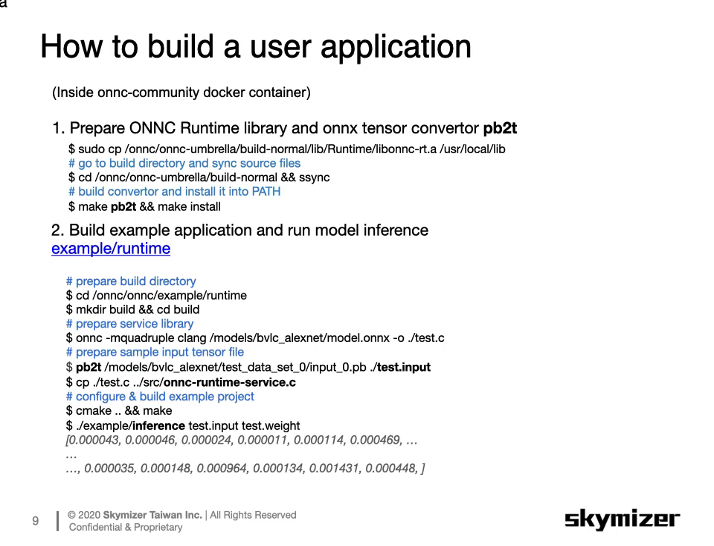Now we'll build and run the sample user application. First, we use C backend to transform the BVLC AlexNet model into a C source file and a weight file. We only need to specify the name of the C source file, and C backend will automatically give the weight file the same name with a .weight extension. Then, we copy the generated C file into the example project folder and rename it as ONNC runtime service.c. Next, build the example project, and it will produce a single executable named inference. Finally, run inference with test.input and test.weight as input files.